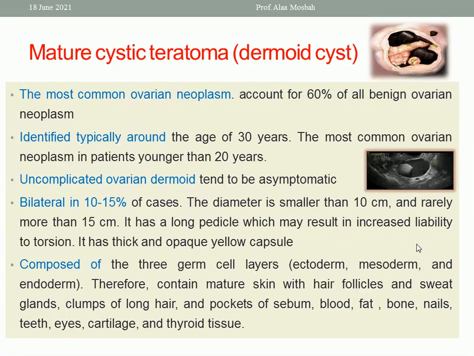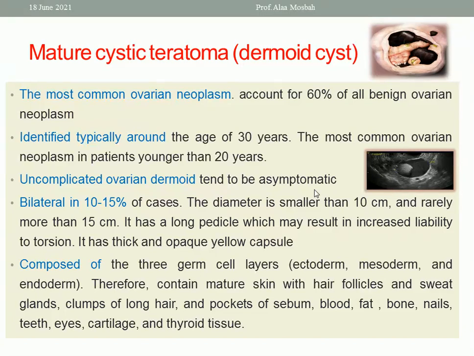Usually we see the ovarian cyst either at the adnexa or in the Douglas pouch or abdominal, but anterior to the uterus occurs due to long pedicle of the dermoid cyst. It is composed of 3 germ layers, as we said before: ectoderm, mesoderm, and endoderm. That's why the content of the cyst, as in the picture up here, may be hair, sebaceous material, tooth, cartilage, bone, fat, nails, teeth, eyes, or thyroid tissue.